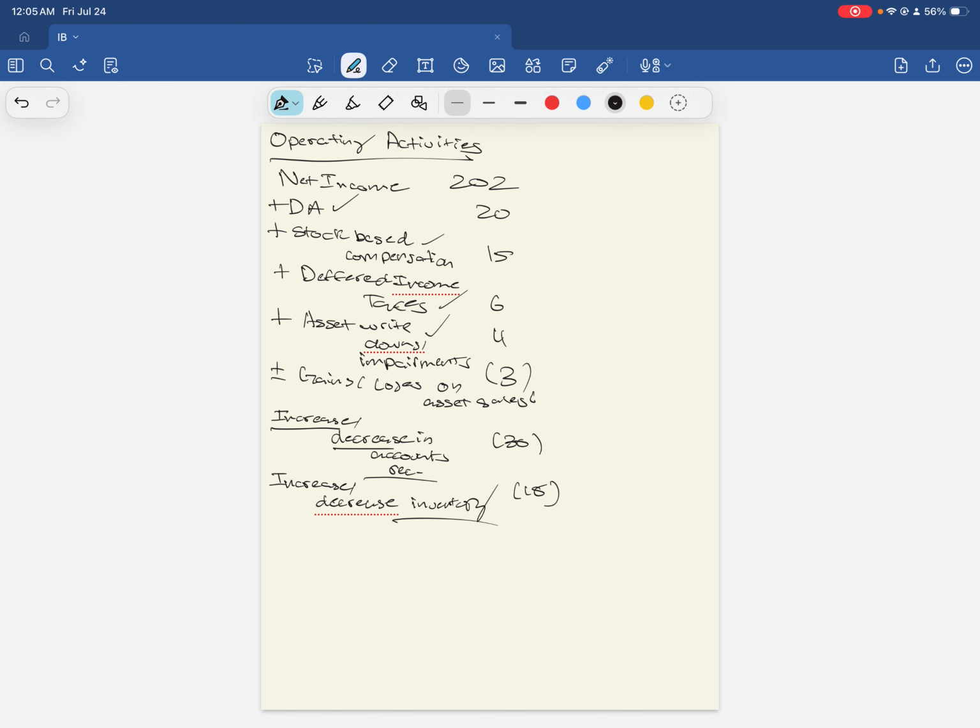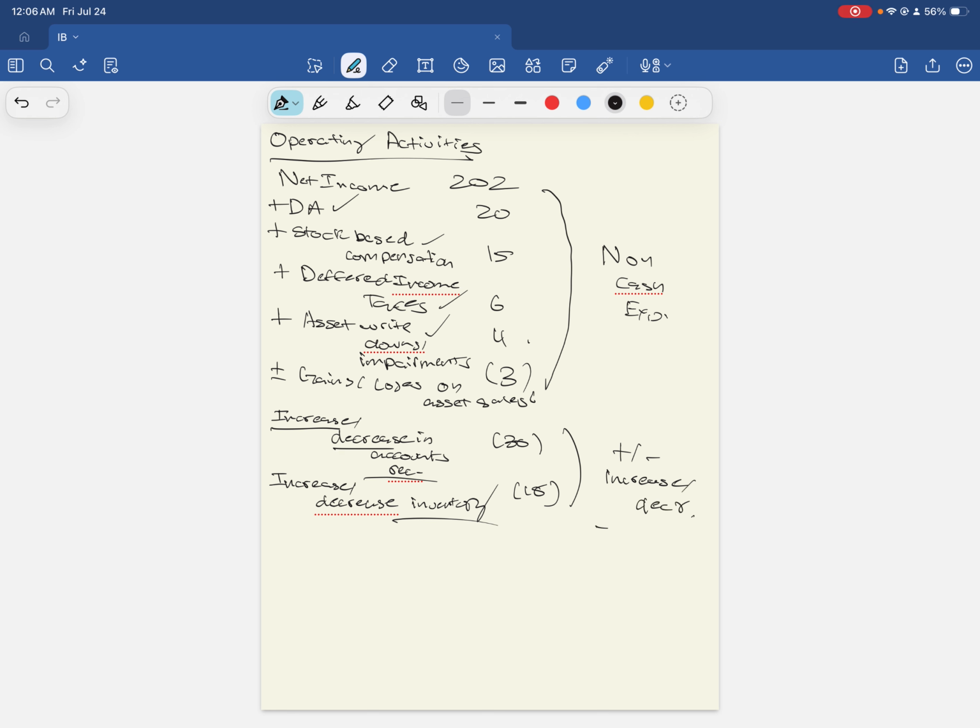And at the end of the day, let's just say you do all this stuff. So 202 plus 20 plus 15 plus 6 plus 4. You add back your, sorry, that is a terrible bracket. But say let's just add back all your non-cash expenses, right? And then you increase or decrease, you either add or subtract. I'll just write all of them down. You add or subtract any increase or decrease in the following things, right?